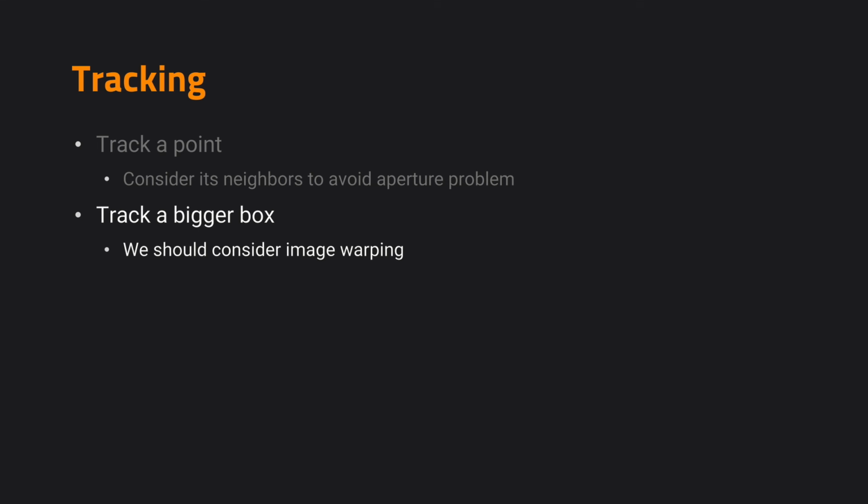In summary, after we learn how to track a point, we can easily extend the same methods to tracking a bigger area template, which represents a bigger box and which will be affected by the image transformation. And we can consider the transformation in our model, so that instead of adjusting the motion or displacement of the points, we will adjust the warping parameters.